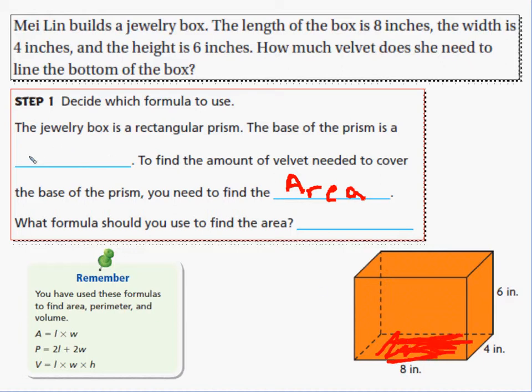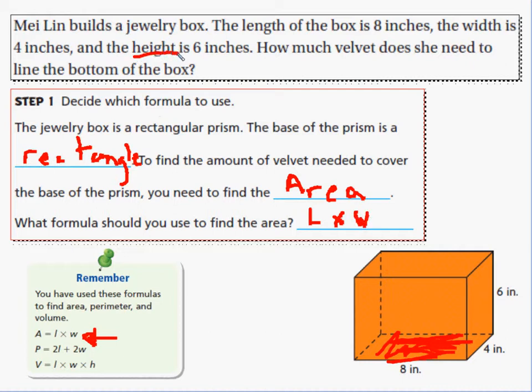So the base of the prism is a rectangle, which is the bottom of the box. Sorry, my handwriting's bad because I'm using my mouse pad. So we need to find the area, so we use the formula for area. It's length times width. We're not even using the height.